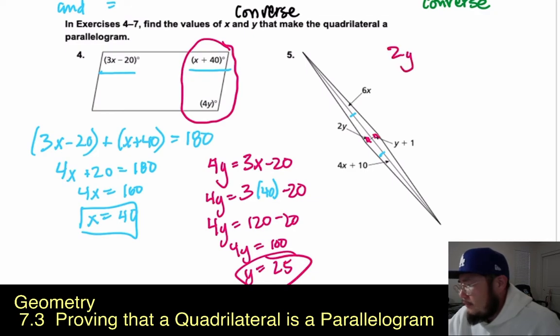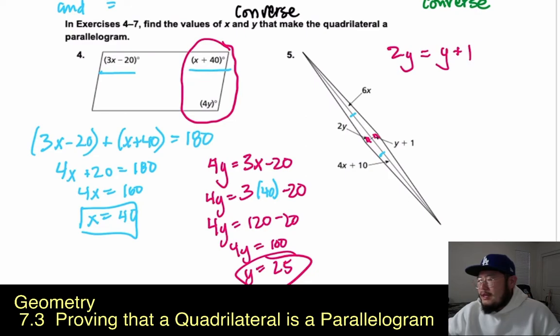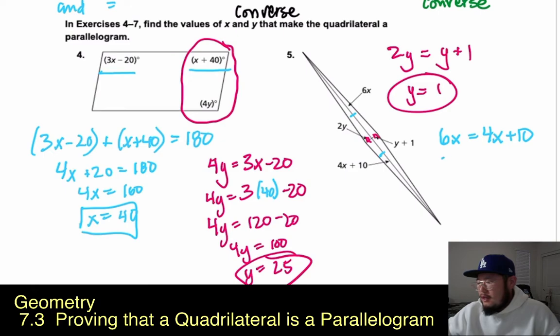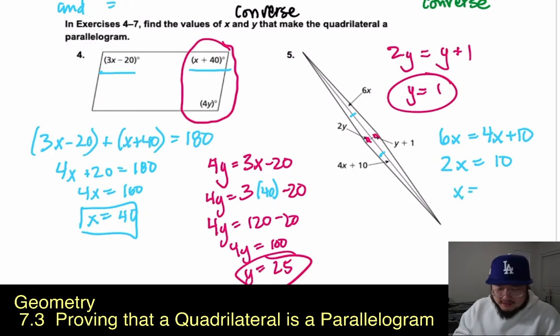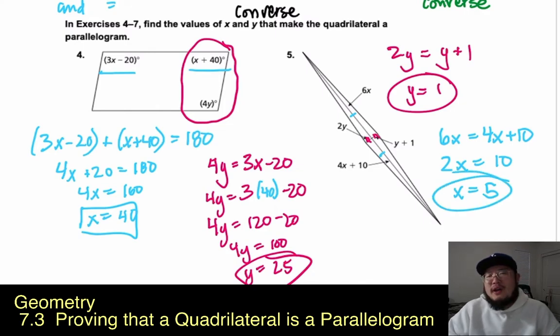So it works out perfectly since those diagonals happen to have the same variables. So let's take 2y. I'll set that equal to y plus 1. And then we'll subtract y from both sides, and I got y is equal to 1. For the x's, I'll take 6x. We'll set that equal to 4x plus 10. We'll solve for x. I'll subtract 4x from both sides first, and then divide both sides by 2, and x equals 5.